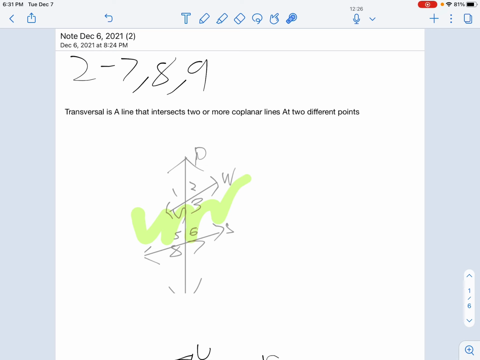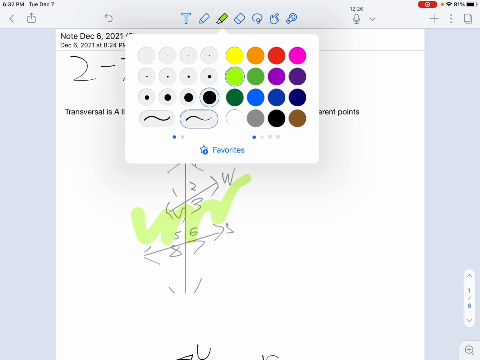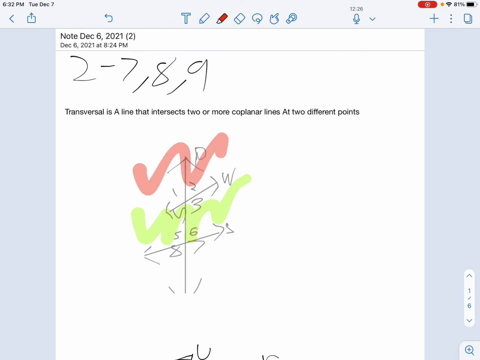Just like interior angles, there has to be an exterior. So there are exterior angles. Let's color this red. The exterior angles are the outsides, so basically wherever the green isn't. Right here it'd be 1, 2, 7, and 8. Those are our exterior angles, and those are interior angles.